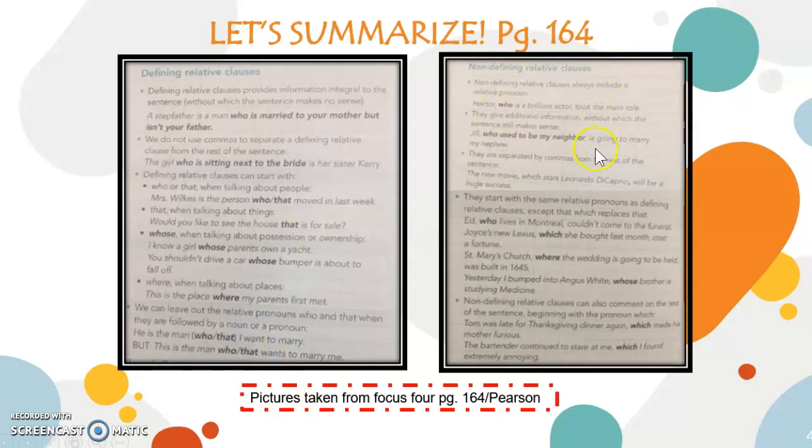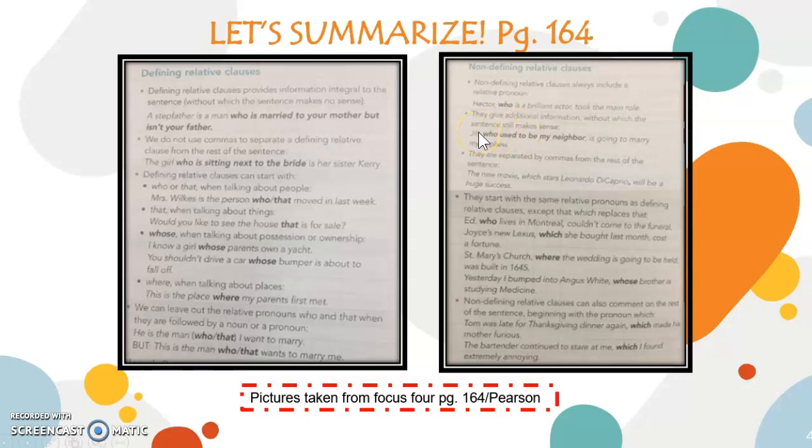Non-defining relative clauses. Highlighters in your hands. Non-defining relative clauses always include a relative pronoun. Yes, of course, who, when, the ones that we already said. It means a bridge. They give additional information without which the sentence still makes sense. Please highlight all of these.